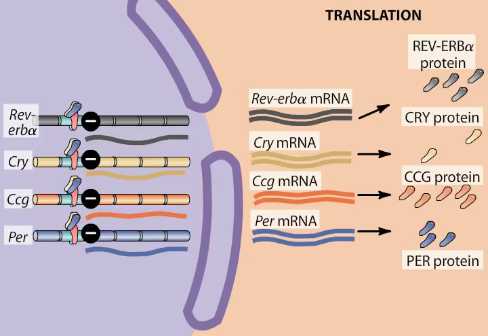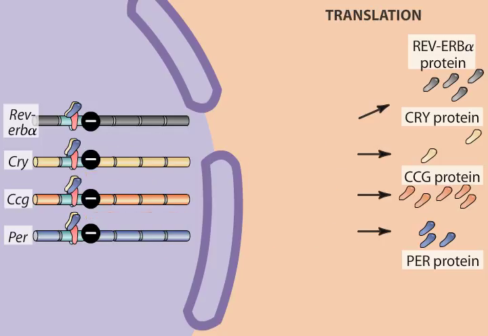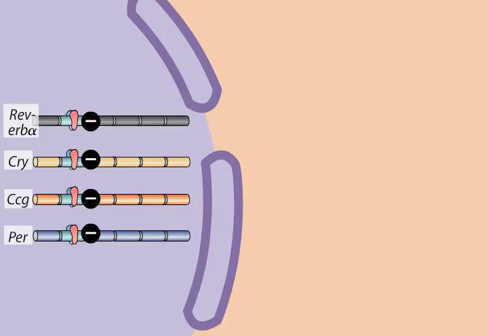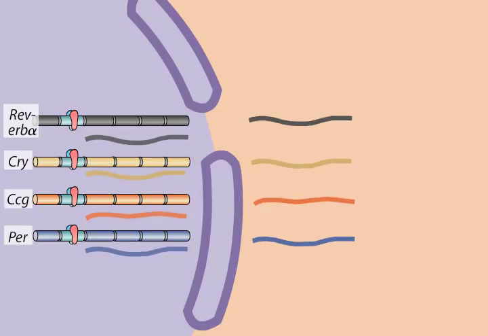The mRNA previously transcribed soon degrades and no new proteins are made for a while. Because the previously made proteins also degrade with time, eventually the inhibition due to PER and cry is lifted, starting the whole cycle over again. This molecular cycle, which takes about 24 hours to complete, drives the 24-hour activity cycle of SCN cells.